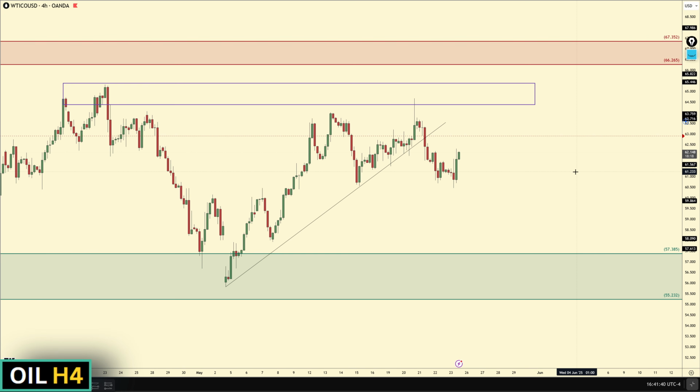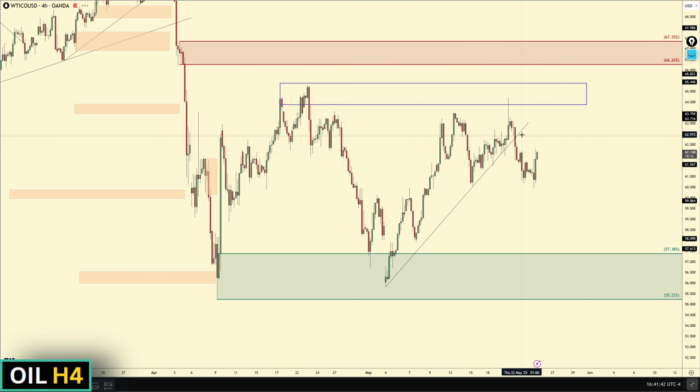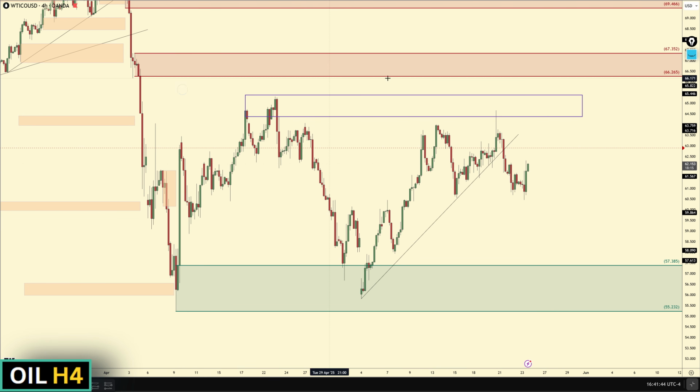You can trade accordingly. Now, on the 4-hour chart, what I really like is this 4-hour supply zone up above at 66.26. We've reacted off this resistance trap area 3 times now, so a pullback up to that supply is going to represent a good trading opportunity in my opinion as well.